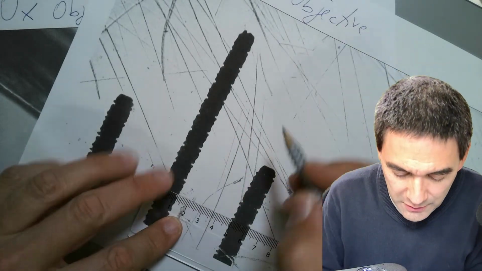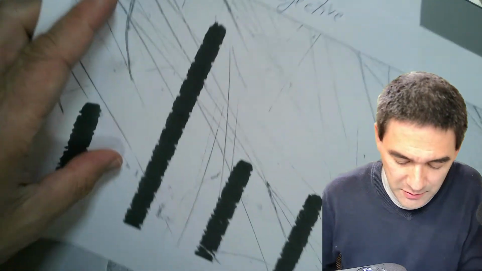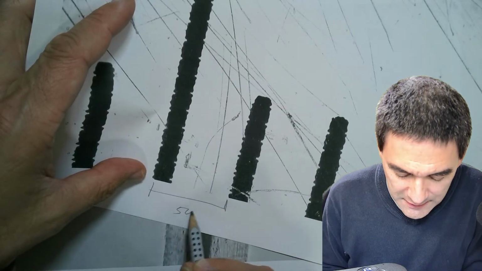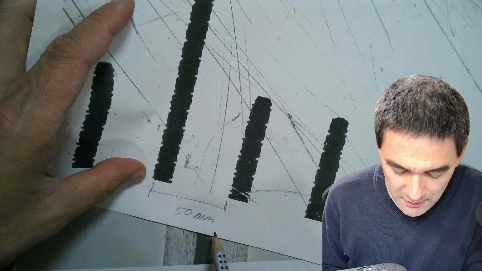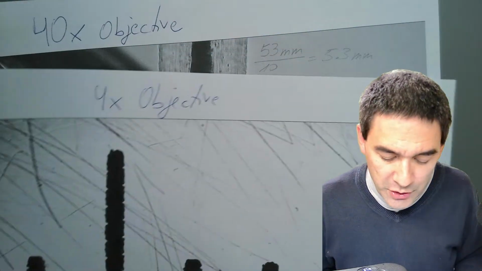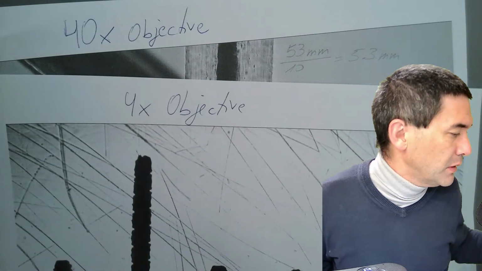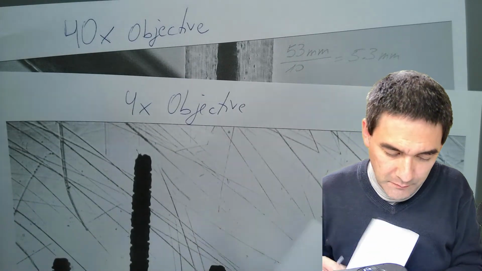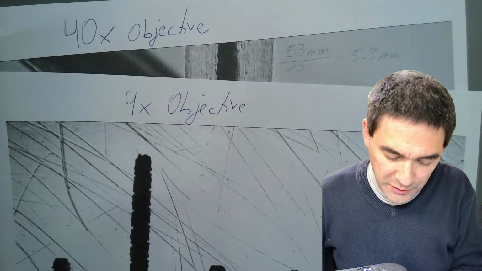It's from here to here. I can write it from here to here. It's 50 millimeters. Okay. And now what I can do is a direct proportion calculation, which I'm going to show you. I need a piece of paper where I can do a little bit of math. So, I'm going to do the following.